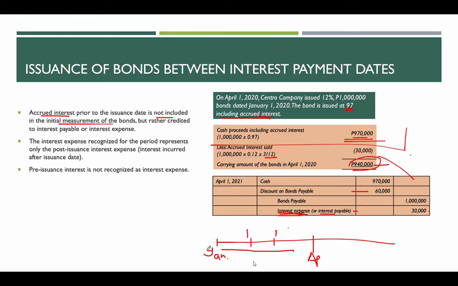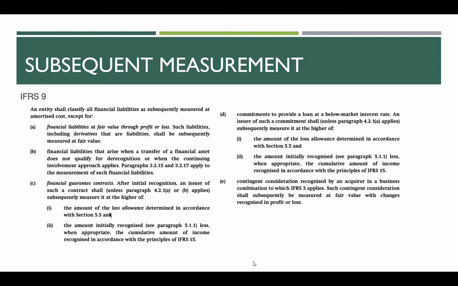Okay, so that is for bond issued between interest payment. Any question? Wala? Okay, so if you do not have question, let's proceed to the subsequent measurement ng bonds. So, ang bonds is measured at amortized cost. Subsequently measured at amortized cost. Okay? Sabihin, ina-amortize natin yung bond. Hindi kasi siya held for trading.